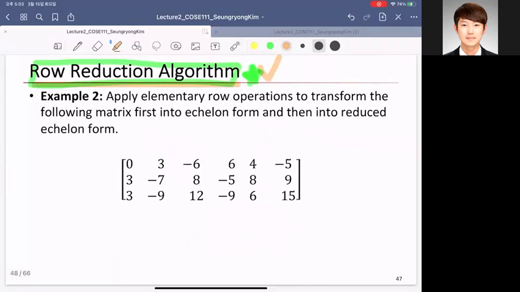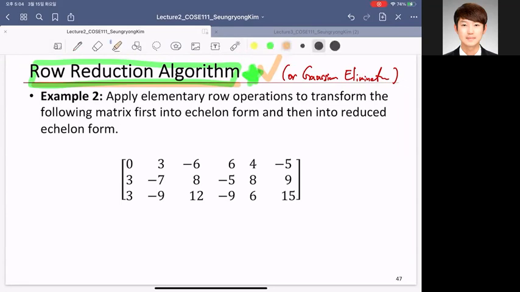Okay, so today we will derive the row reduction algorithm. This is very, very simple and straightforward. This is also called Gaussian elimination. In Korean, I don't know if some of you have heard of it, it's called 가우스 소거법, right?